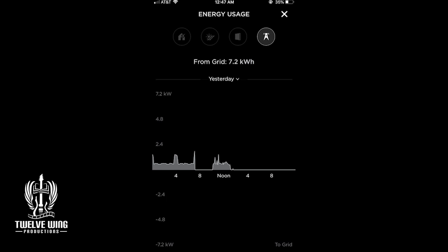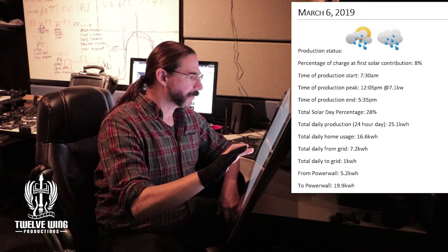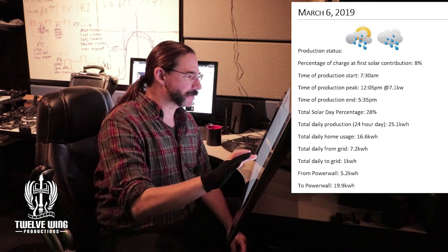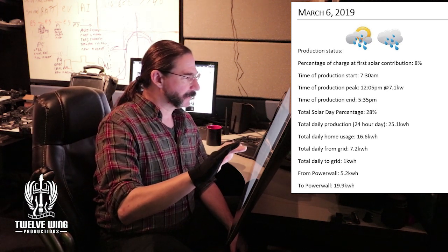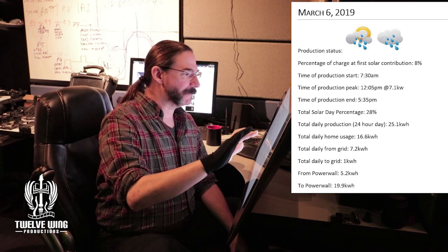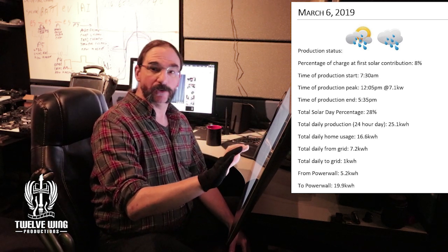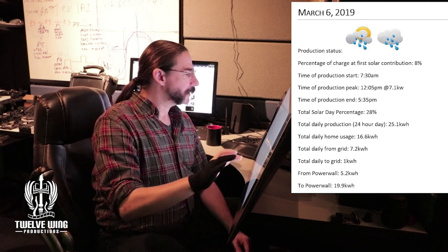And so then the result of that grid use for the 6th was this. We used 7.2 kilowatt hours for the 6th, and that shows how that usage, grid usage, was minimized by the clever flipping back and forth we did. The result was that the system reached about 20% around 3 p.m. and continued to both charge the batteries and run the home until the end of total solar day at 5:35 p.m., and that left us with a 28% total charge in the battery.